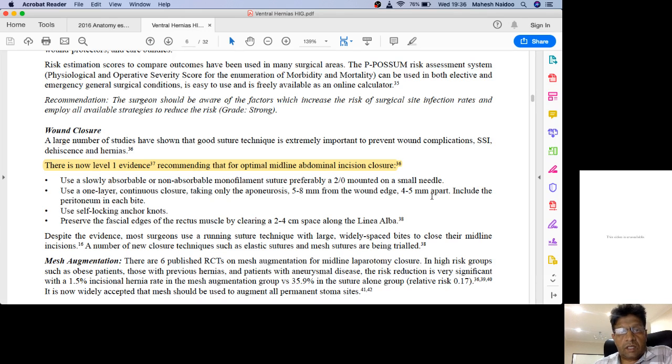So this is a recommendation in an article written in South Africa. So I think we should actually take heed of this, and don't start doing this on your own. Speak to your consultant in the unit that you're working. But I think over time, this will slowly become the norm.